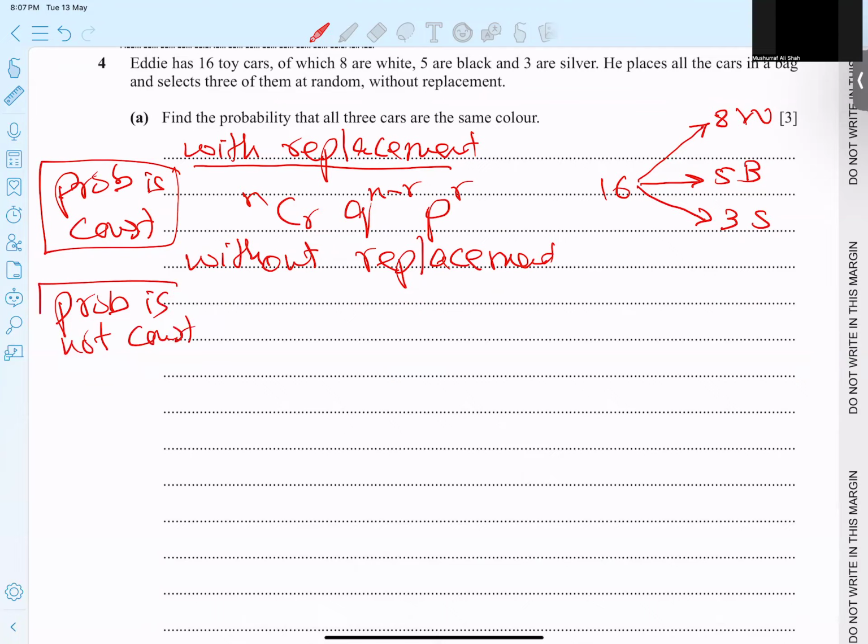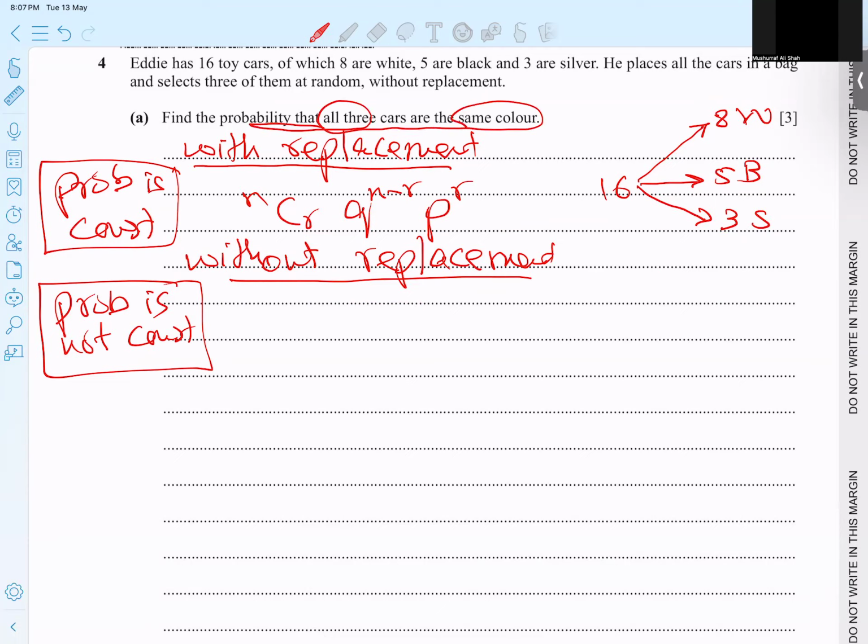So for this kind of situation, we have a special technique, which I'm going to use now. Get ready, all of you. Very important technique. He said, find the probability all 3 cars are the same color. All 3 cars are the same color. So we have one possibility: if all are white.